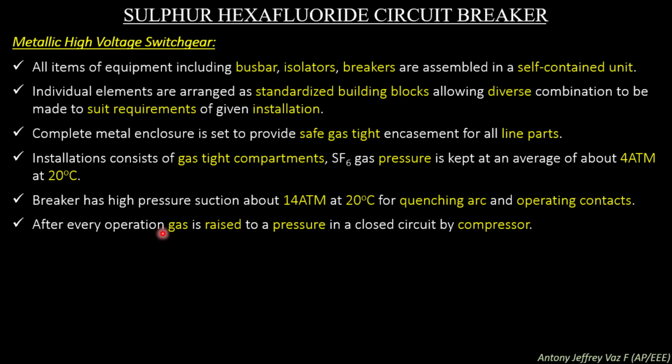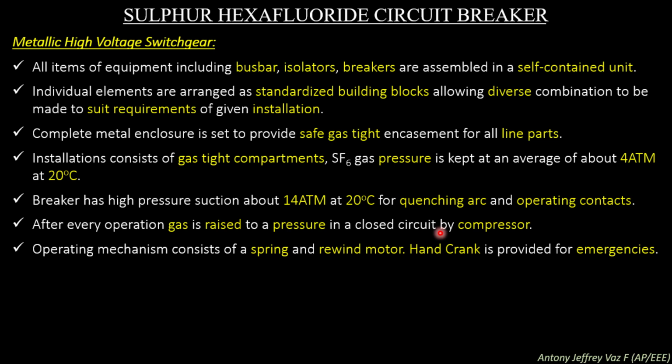After every operation, gas is raised to a pressure in a closed circuit by a compressor. So a compressor is used to compress the SF6 gas. Operating mechanism consists of a spring and a rewind motor. Hand crank is provided for emergencies. So the total operation is made automatic with the help of spring and rewind motor. In case of emergencies, hand crank can be used.